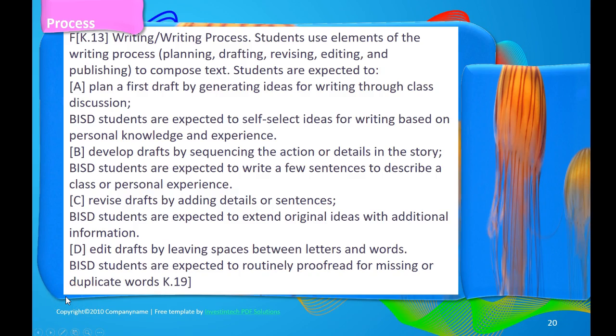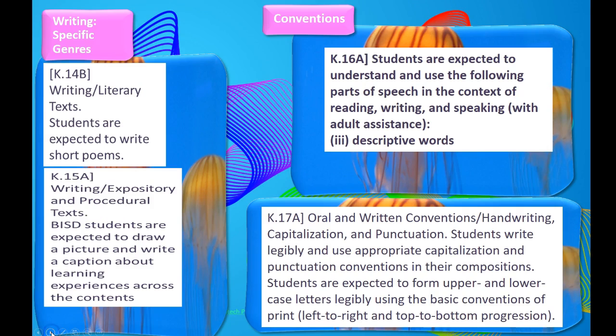So in the writing process, we want them to self-select ideas for writing based on their own experiences. In developing, we want them to write a few sentences to describe a class or personal experience. In revision, we want them to extend original ideas with additional information. That's where Gap Stopper comes in, helping them to stretch it out. And then they're expected routinely to proofread for those missing or duplicate words.